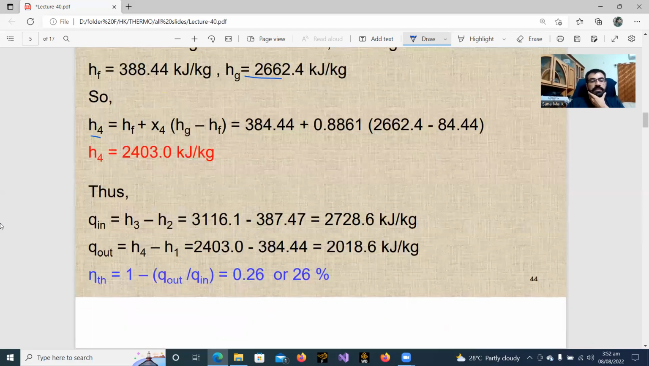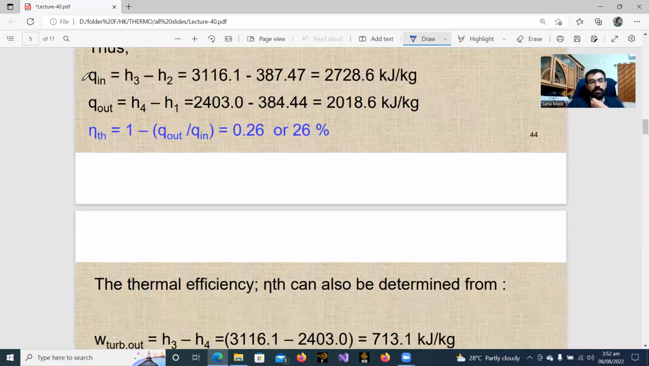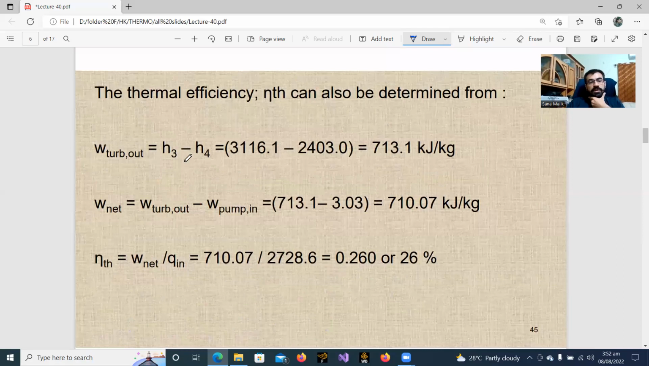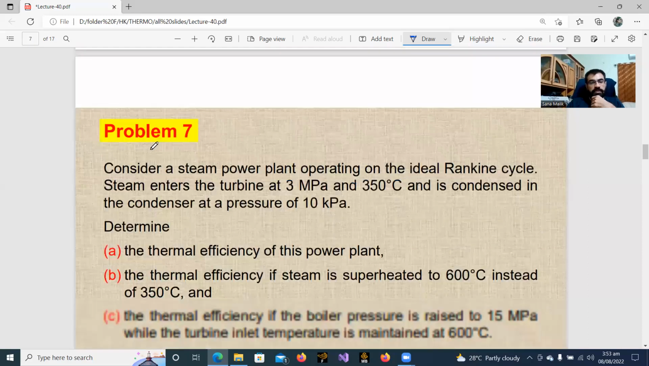Net work will be efficiency, which is 1 minus Q out over Q in, or work net over Q in. Work net will be Q in minus Q out. So that's another way you can do it. Work of turbine will be H3 minus H4. Turbine work minus pump work will give you net work, and net efficiency will be found like this.